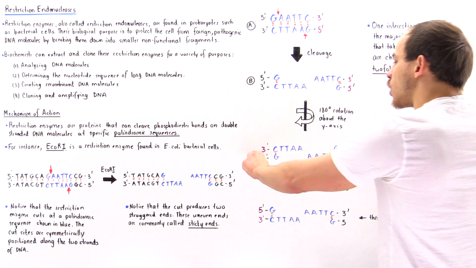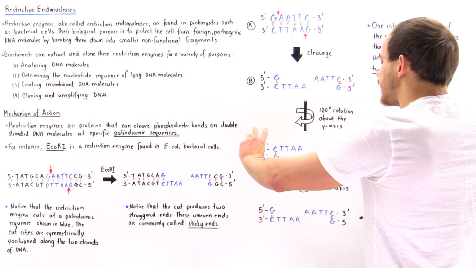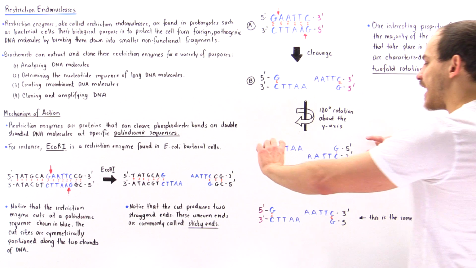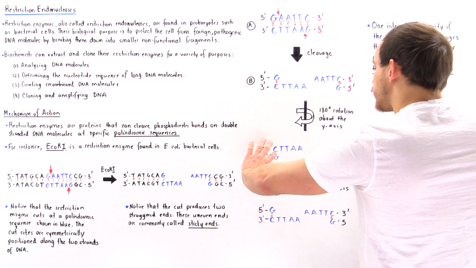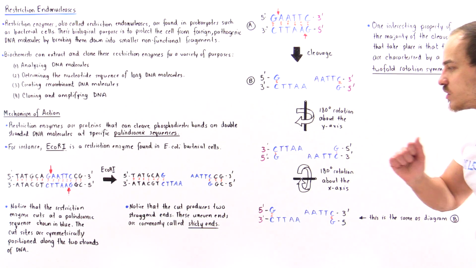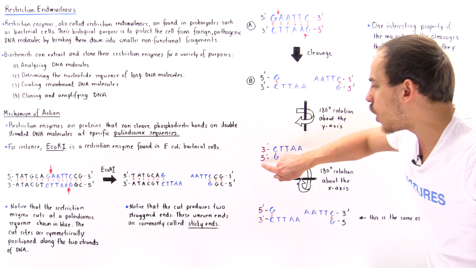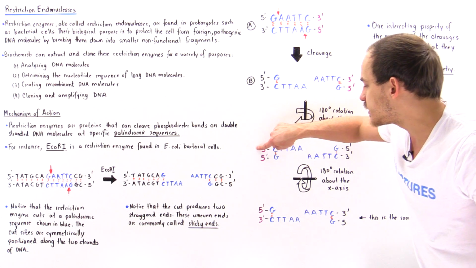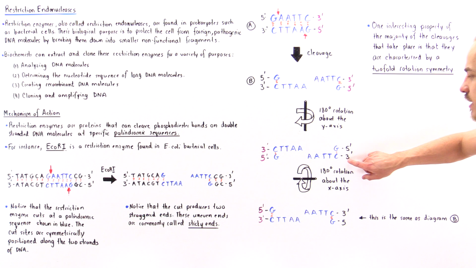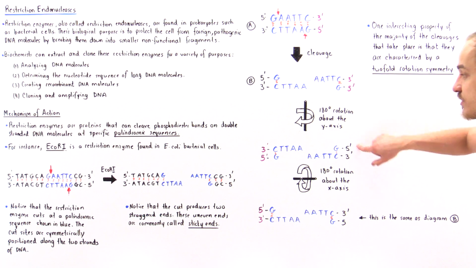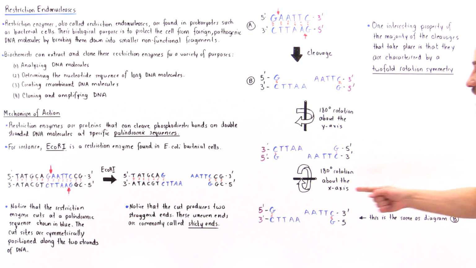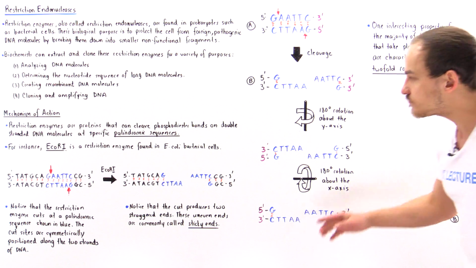And now if we rotate this fragment 180 degrees along the x-axis going this way, we essentially flip it this way. Then what we get is the 3 will go on the bottom, this 5 will go on the top, this 5 will go on the bottom, this 3 will go on the top, and so will these sequences. And notice what we get.